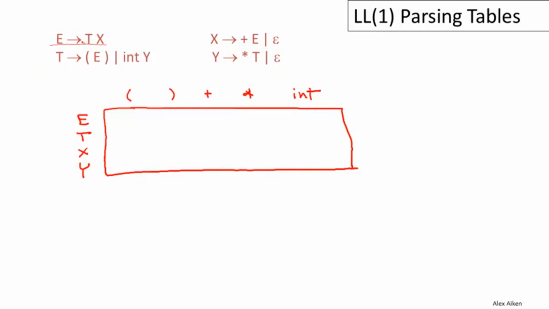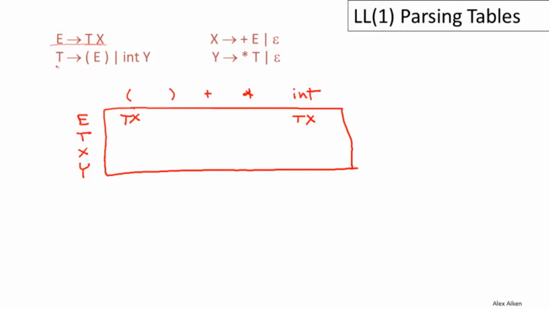So we just have to consider what it can generate in the first position. The only things that this production can generate in the first position are things that are in the first of T, which are open paren and int. So there are two situations in which we'll use the production E goes to TX. That is if E is the leftmost non-terminal and the next input is an open paren. And the other one is if the next input is an int.